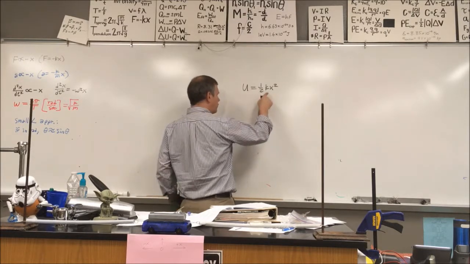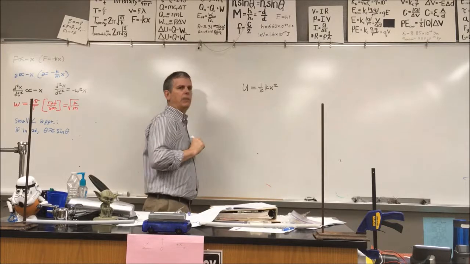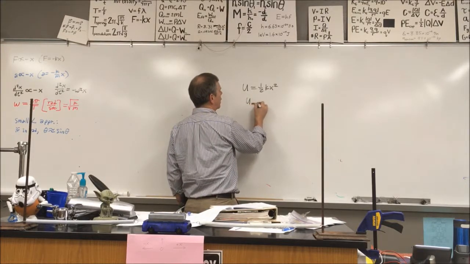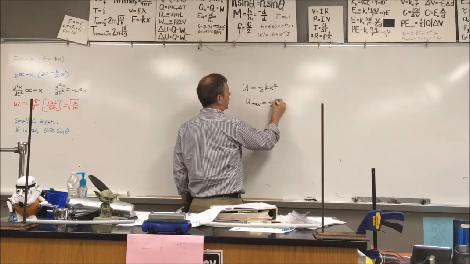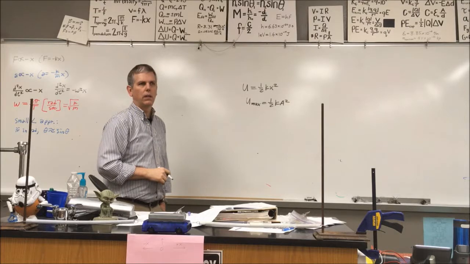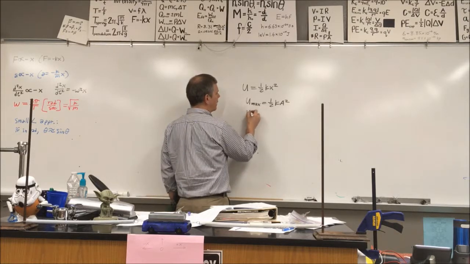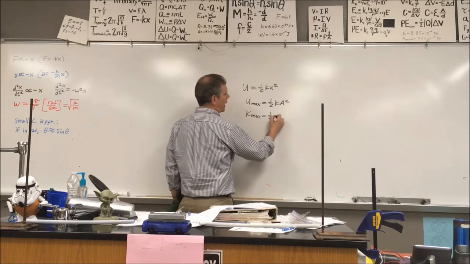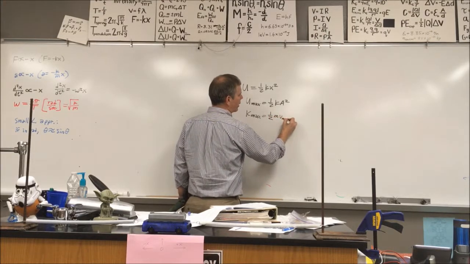Well, where would the maximum potential energy be? At the greatest distance from equilibrium. Would you agree with that? I would. And so where would our maximum kinetic energy be? At x equals 0. 1/2 m v max squared.